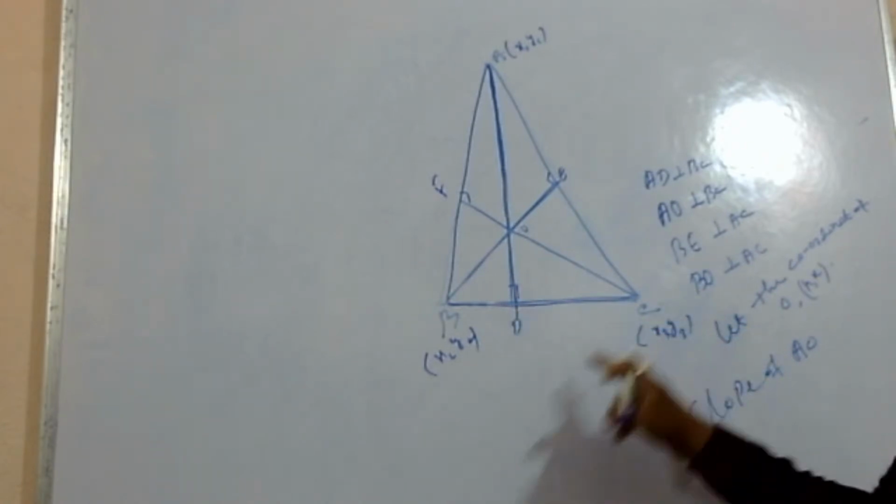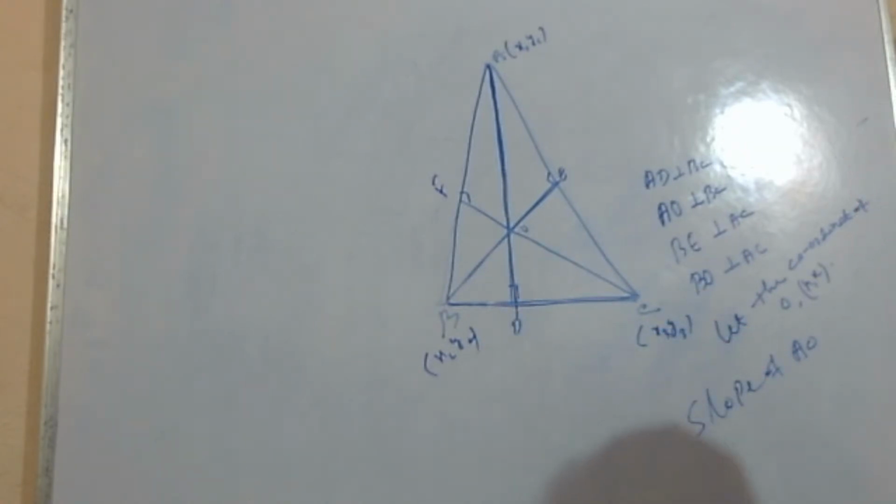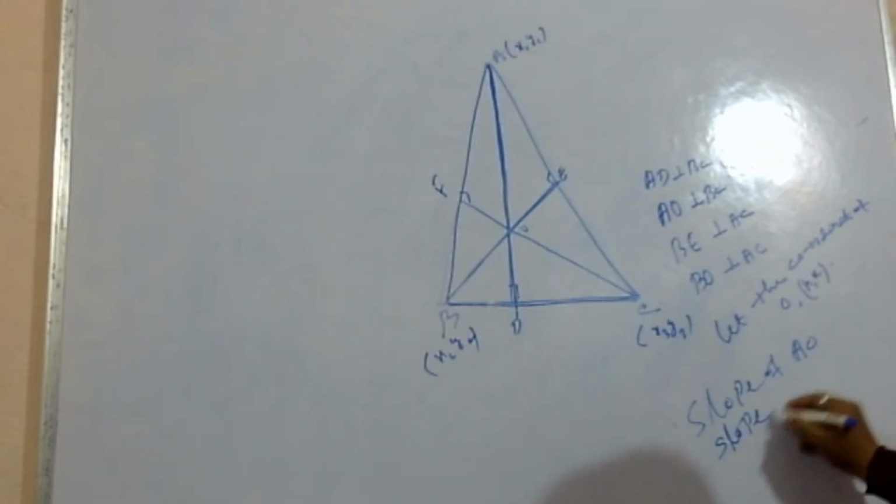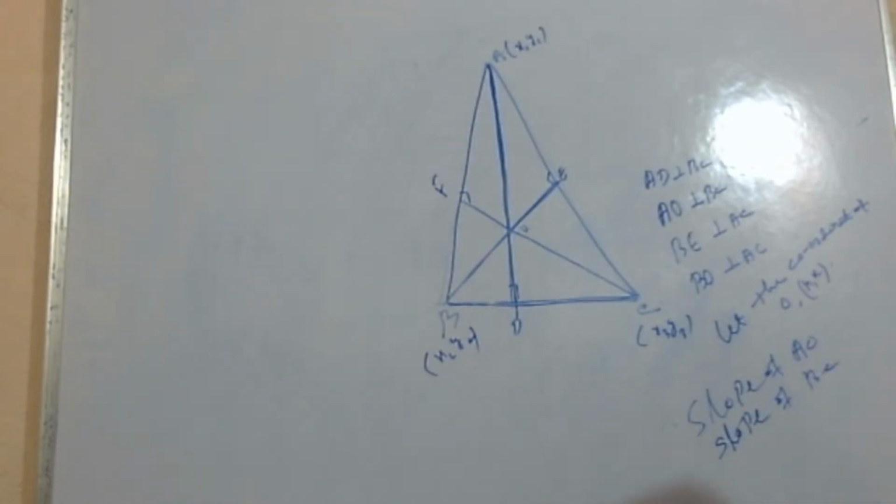In BC, the B point coordinates and the C point coordinates are also given. Then we have to find the slope of BC. Clear? Any doubts? Then the slope of AO into the slope of BC equals how much? Minus 1. Clear?